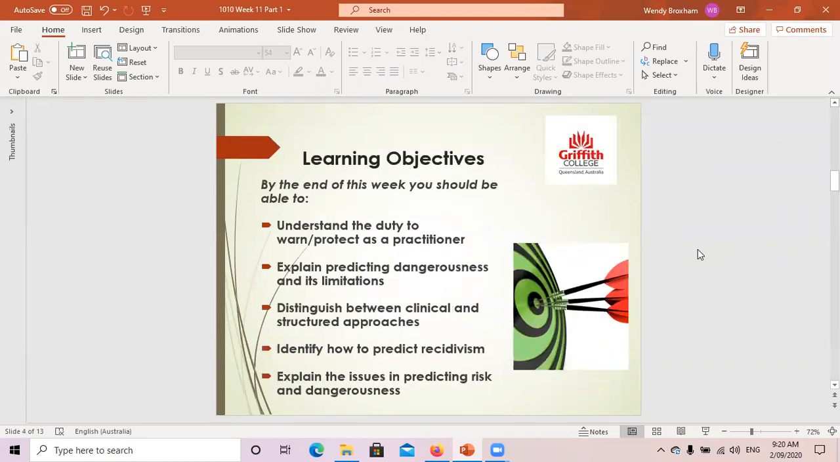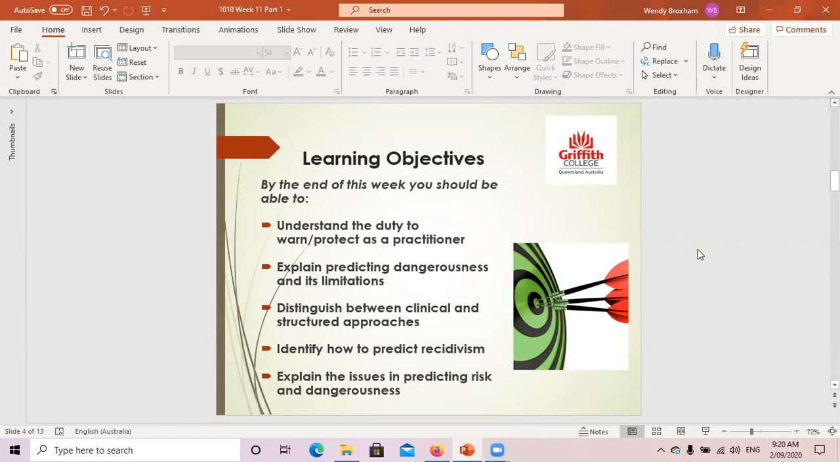Okay, so learning objectives for this week. By the end of this week, you should be able to understand the duty to warn and protect as a practitioner, such as a psychologist. What is your duty to warn or protect a client if you think they could be in danger, or warn or protect a client that you think might be pushing the boundaries and going too far?